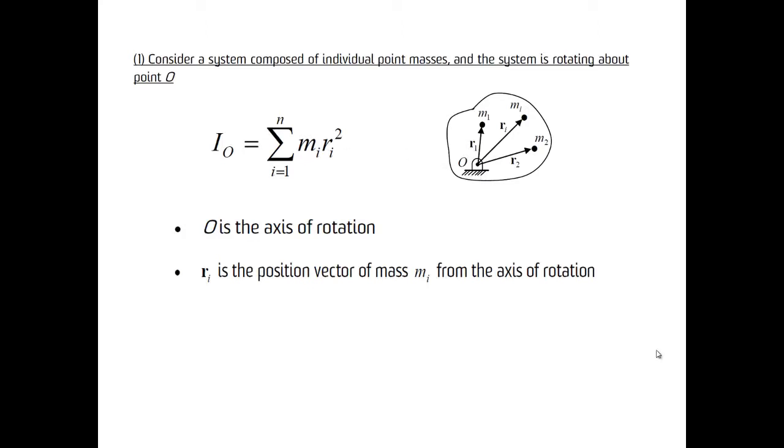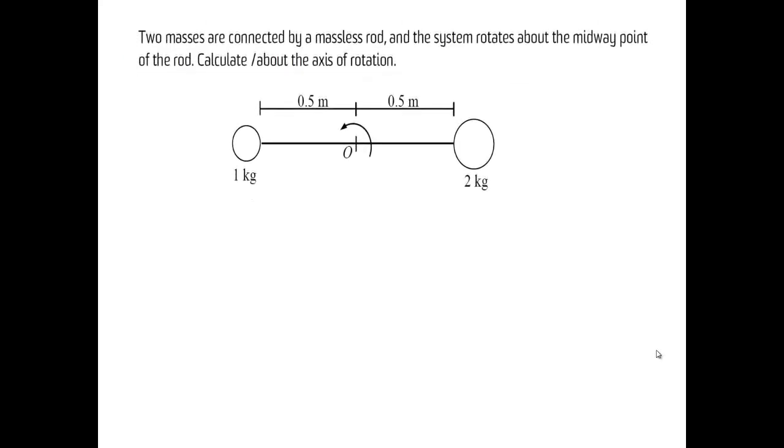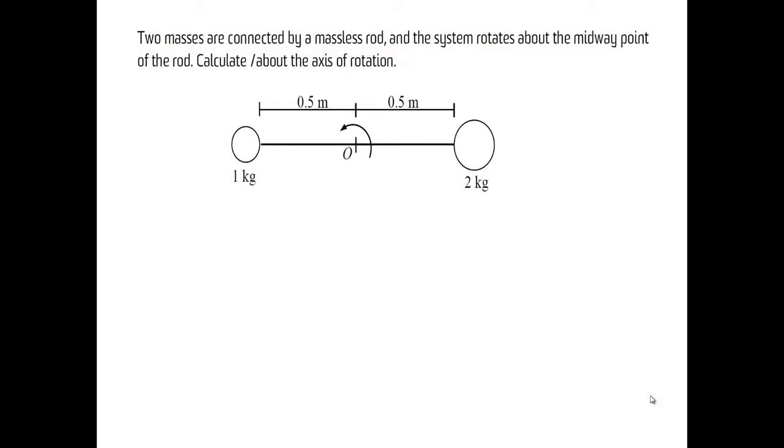Now let's look at an example question. Two masses are connected by a massless rod, and the system rotates about the midway point of the rod, O. Calculate I about the axis of rotation. So we're looking to find IO about the axis of rotation, which is O. Okay, so we use the following formula. IO is equal to the summation of the masses times the distance from the axis of rotation squared.